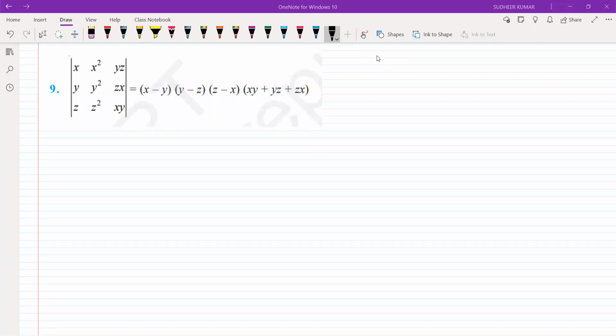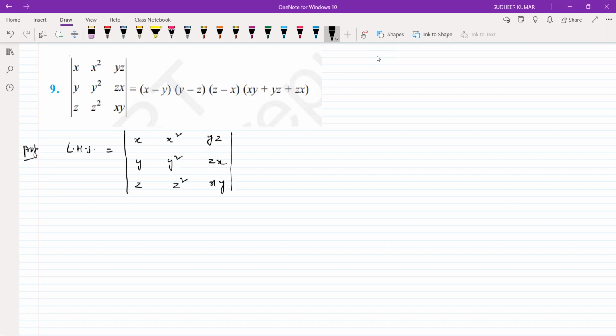So see this ninth one. Do you get any idea how to proceed? So let us go to the proof. Start with LHS. What is LHS? x square, yz, zx; xy, y square, ... yz, zx, z square, xy. So on the right side, we'll get the hint now. On the right side we need to get (x minus y)(y minus z)(z minus x).